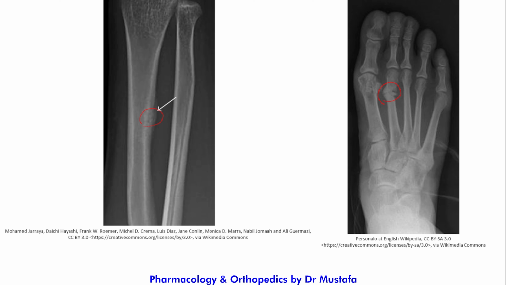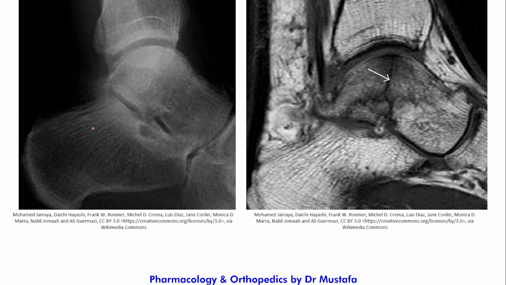mentioned. And here we have an X-ray of the ankle joint, and there is no fracture line on any of those bones, but when we did MRI, we can see that we have a fracture line here on the talus bone. It is not visible on the X-ray, but on MRI it's very well visible.